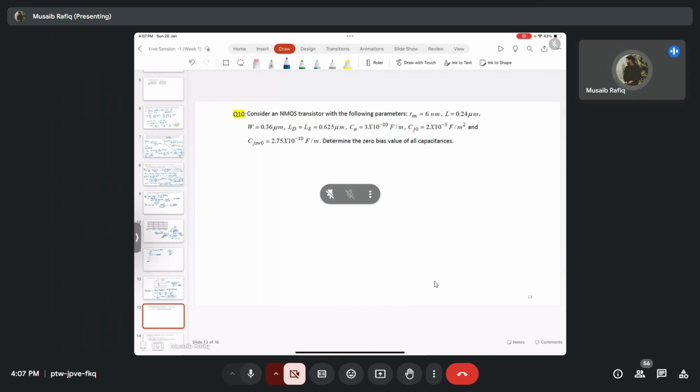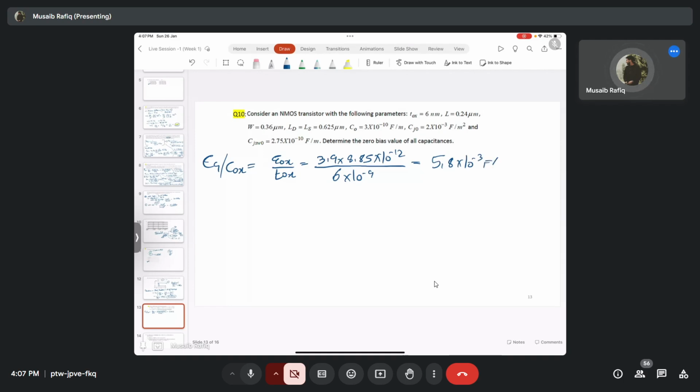So let me just show you the solution. We first compute Cg, or we can term it as Cox, that is equal to epsilon ox by Tox. Your epsilon of silicon dioxide, we assume, is 3.9 into 8.85 into 10 to the power minus 12, divided by your oxide thickness, that is 6 nanometer. If you do the maths correctly, it comes out to be 5.8 into 10 raised to power minus 3 farad per meter square, and in terms of femtofarad per micrometer square, it comes out to be 5.8 femtofarad per micrometer square.